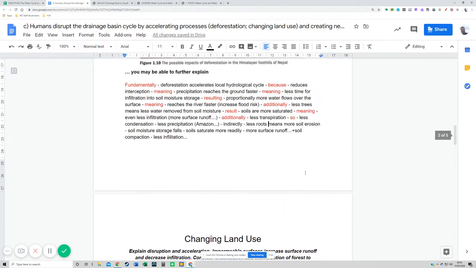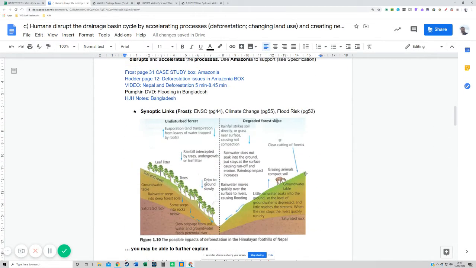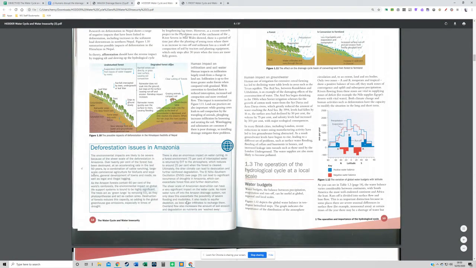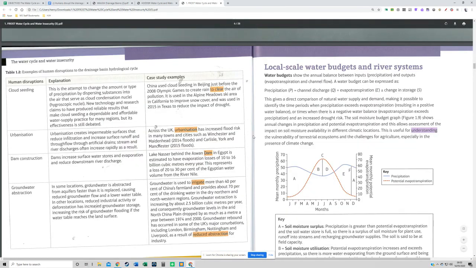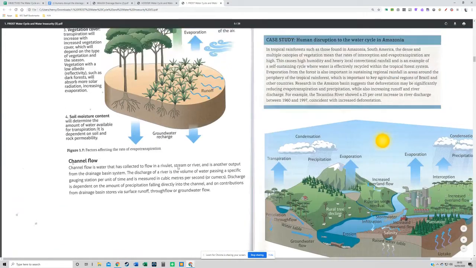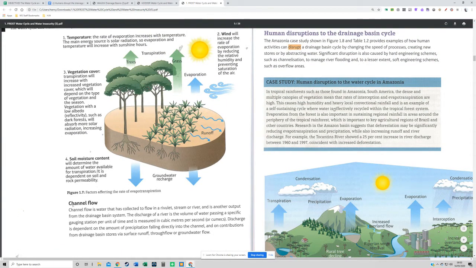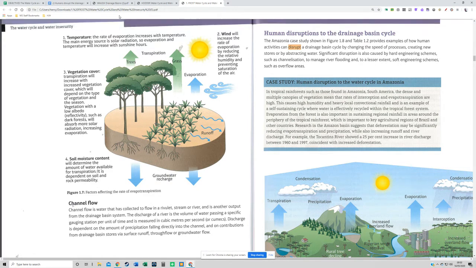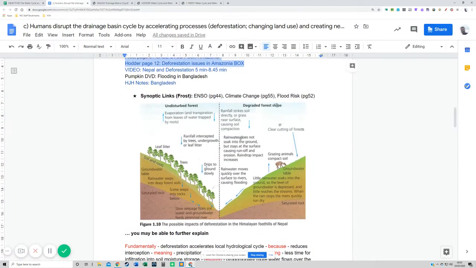And just before we go on to land use, just mention as well, you really need a place for this. So I would have a look at your two textbooks, Frost and Hodder. They both do the Amazon basin, so they look specifically at what's going on in the Amazon. So you do need to have a little bit about the Amazon there. And also you've got the Frost textbook. Let's go back a little bit. It does human disruption of the water cycle in the Amazon as well. So make sure you've got an idea of what's going on in a particular place, and it makes sense, as I said before, to do the Amazon.